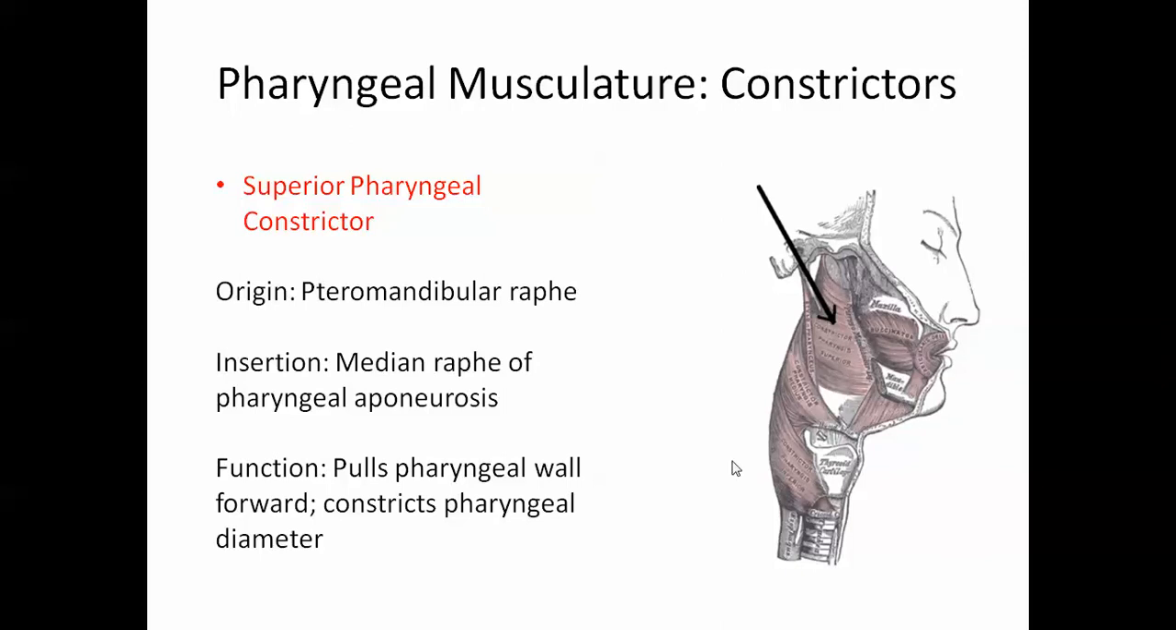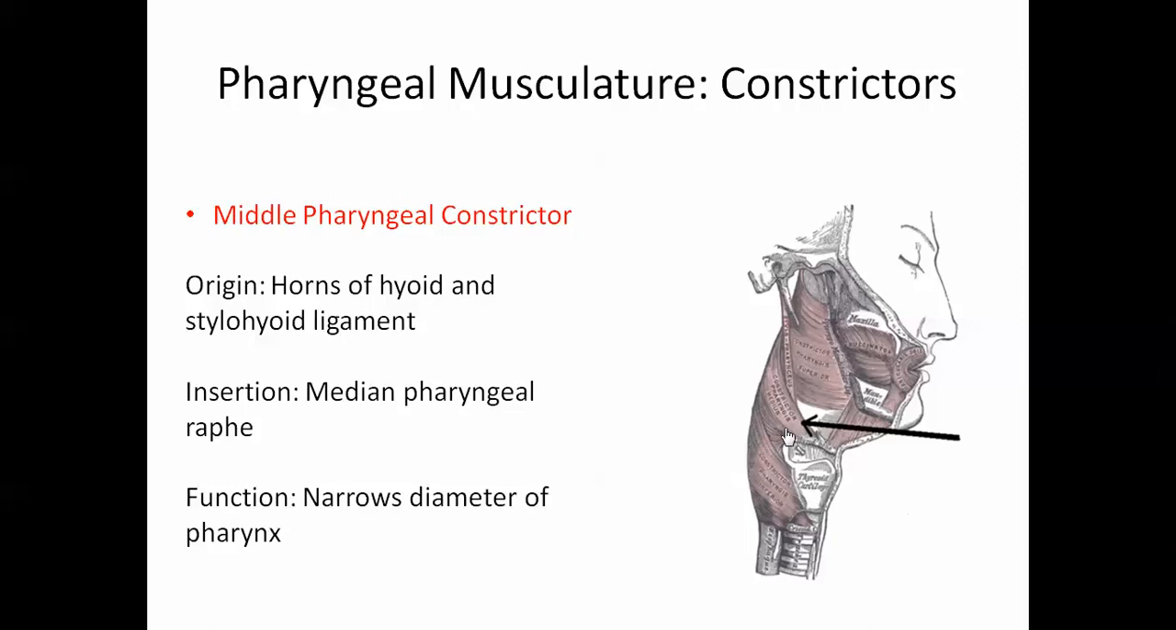That's this guy here. Okay, and then we have our middle pharyngeal constrictor. It does the same. It doesn't pull anything forward, but it does narrow the diameter of the pharynx. Okay, so just constrict. When it says pharyngeal constrictor, it's telling you exactly what it does. It constricts the pharynx. And it tells you where it is: I'm the superior one, I'm the middle one, I'm the inferior one.